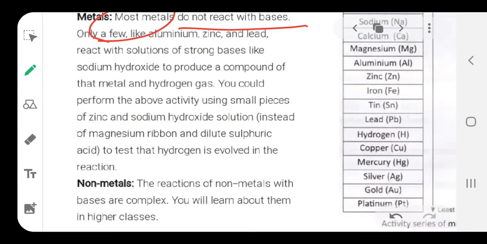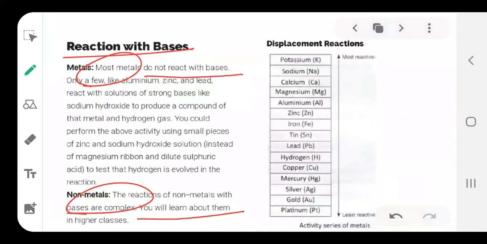And similarly, non-metals, the reactions of non-metals with bases are highly complex. So as I've told you, we will do these in higher classes. So make sure for bases in your syllabi we won't have more description. That is left for your higher classes.